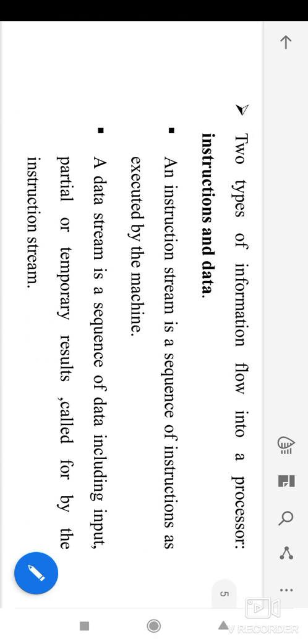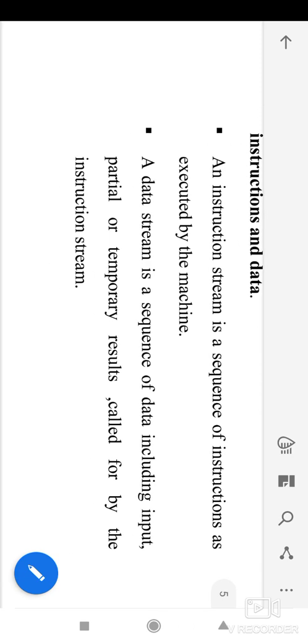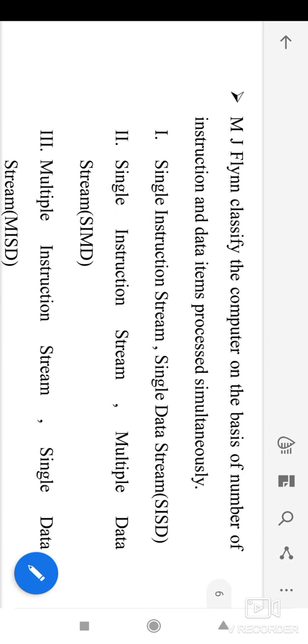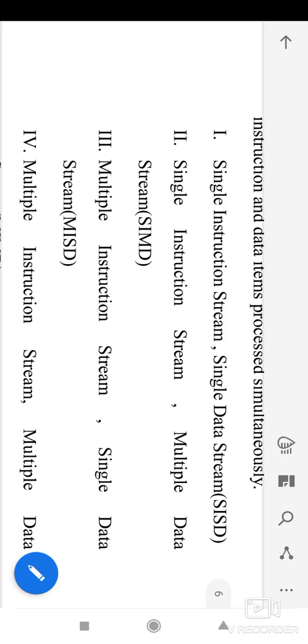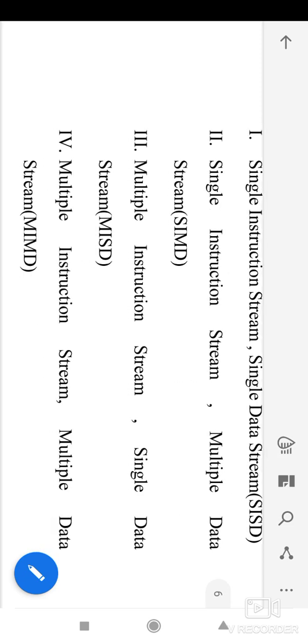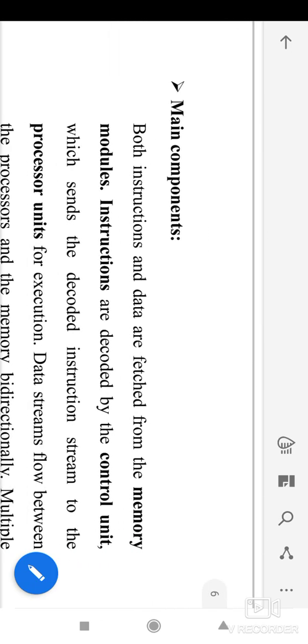Here we have two types of information flow into a processor, that is, instructions and data. An instruction stream is a sequence of instructions which are to be executed by the machine. A data stream is the sequence of data, including the input and the partial or temporary results, called for by the instruction stream to produce some results. M.J. Flynn classified computers on the basis of the number of instruction and data streams as follows: single instruction stream, single data stream, SISD architecture; single instruction stream, multiple data stream, SIMD architecture; multiple instruction stream, single data stream, MISD architecture; and multiple instruction stream, multiple data stream, MIMD architecture.